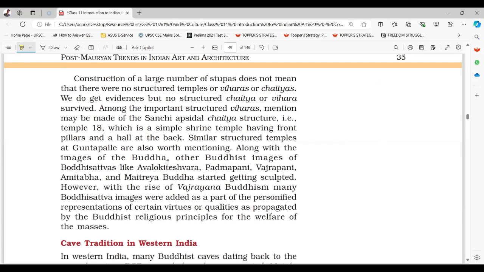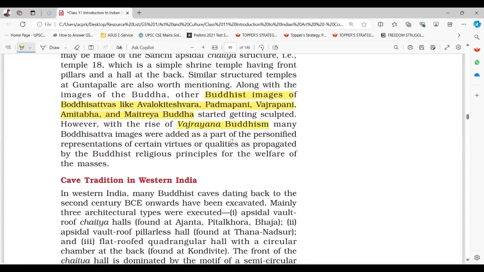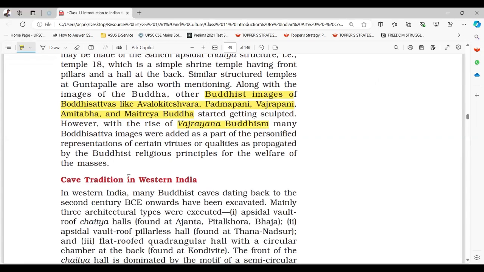Along with the images of the Buddha, other Buddhist images of the Bodhisattvas like Avalokiteshvara, Padmapani, Vajrapani, Amitabha, and Maitreya Buddha started getting sculpted. However, with the rise of Vajrayana Buddhism, many Bodhisattva images were added as part of personified representations of certain virtues or qualities as propagated by the Buddhist religious principles for the welfare of the masses.